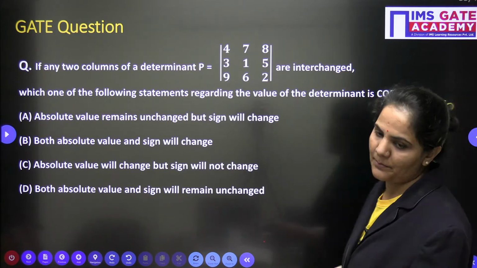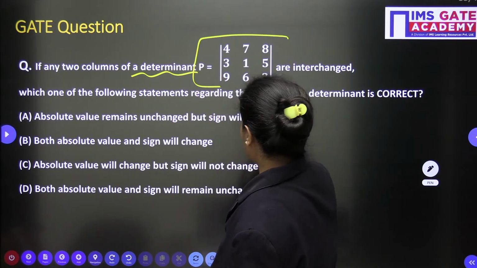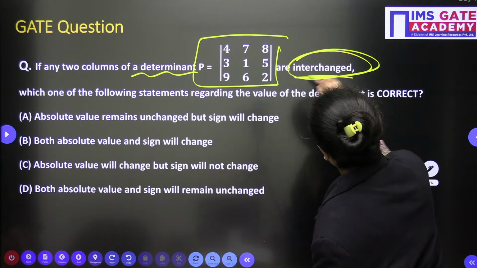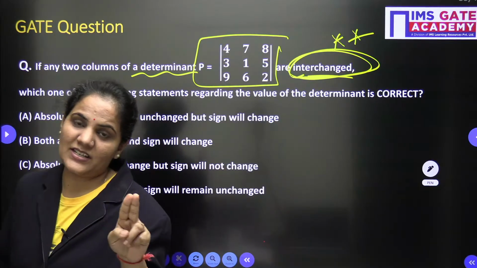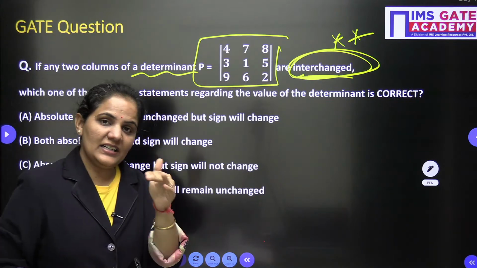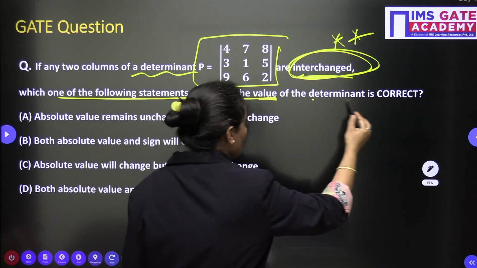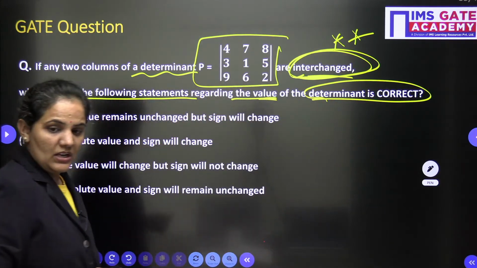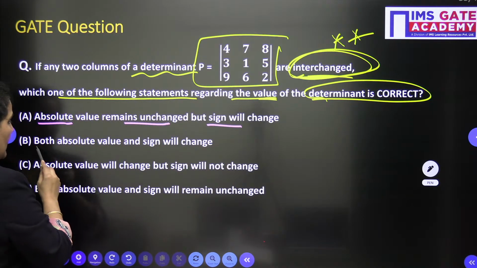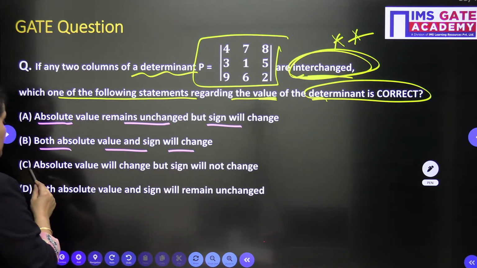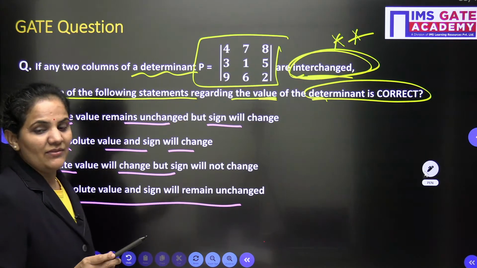Ma'am, it is very simple. Actually the property directly: if any two columns of a determinant, we are having a matrix P, are interchanged, this is the important point. If any two columns of the matrix of determinant P are interchanged, then which of the following statements regarding the value of this determinant is correct? First, absolute value remains unchanged but sign will change. Both absolute value and sign will change. Absolute value will change but sign will not change. Both absolute value and sign will remain unchanged.